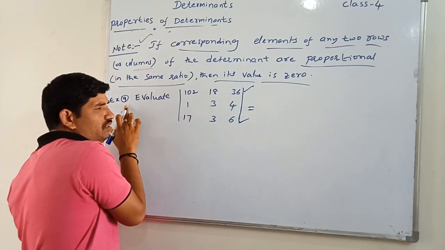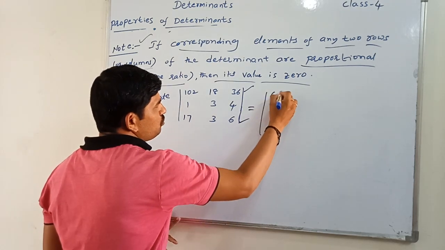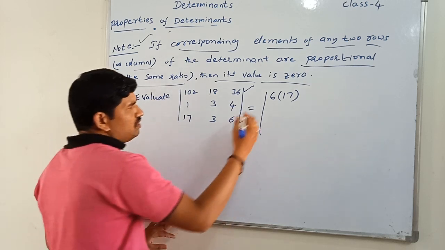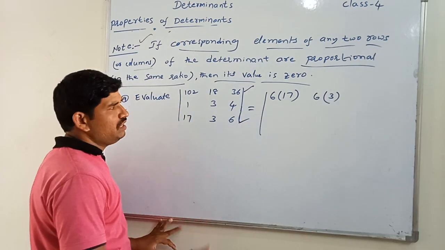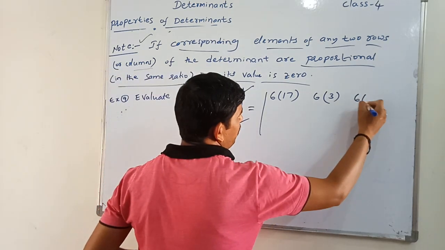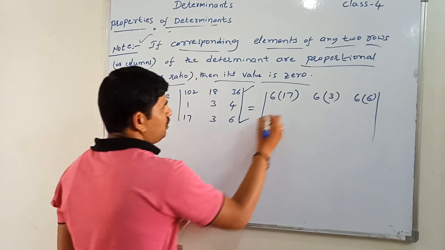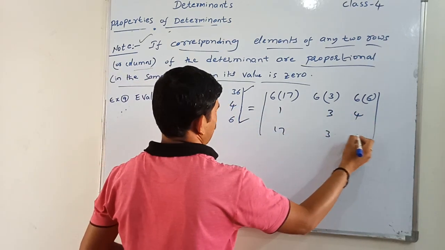This is the example 9. Okay, so 102 is there. So we can write 6 into 17. Yes or no? 7 times 6 is 102. Then 6 into, we can write here 3. 6 3 is 18. Again 6 into, we can write here 6. 6 6 is 36. Okay. After that 1 3 4 and 17 3 6.